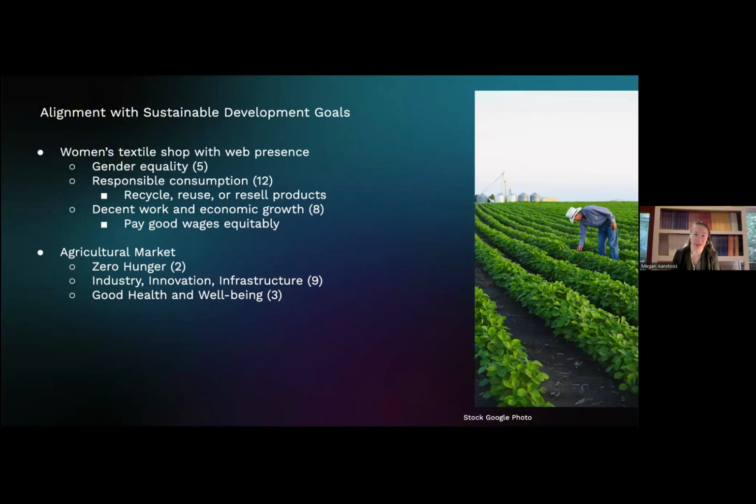Or if you're within the agricultural market, you might be focusing on the goal of zero hunger, number 2. And you may be able to develop out an industry, innovation, and infrastructure, number 9. And good health and well-being as the community has safer, better food to eat. So let me give a little story, another example here.